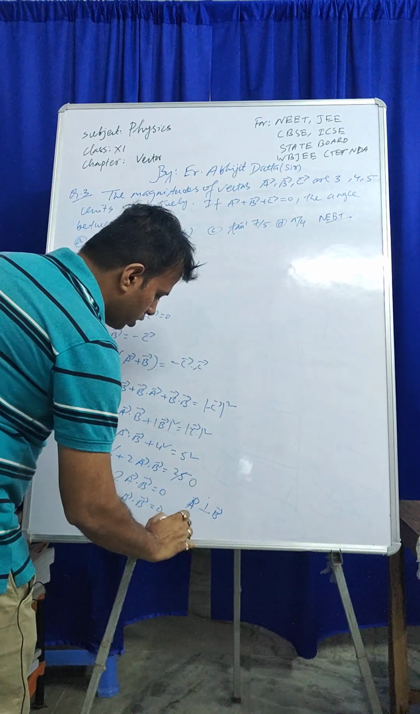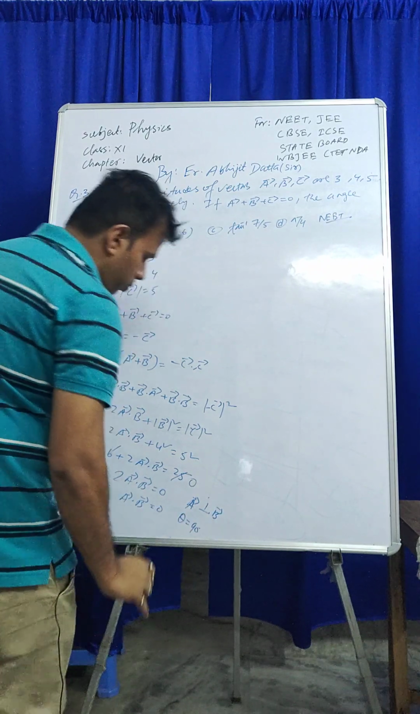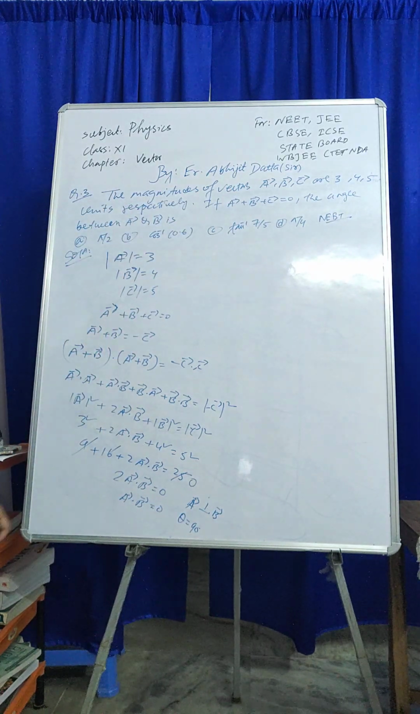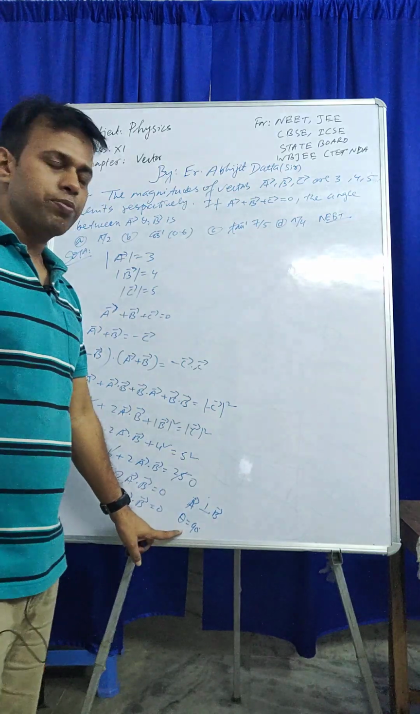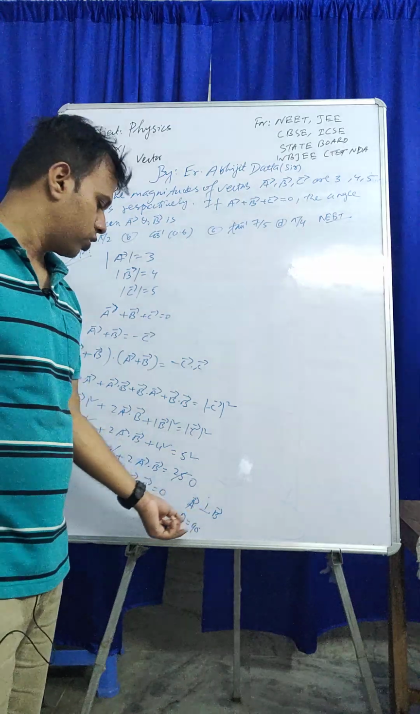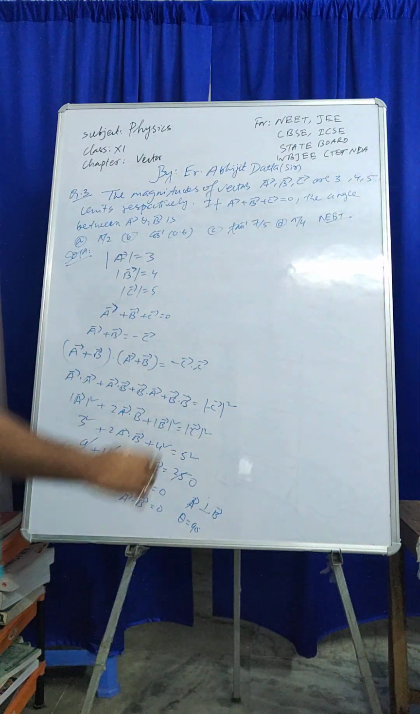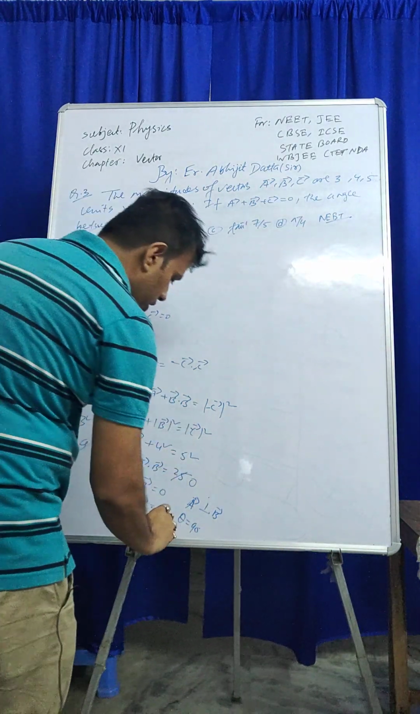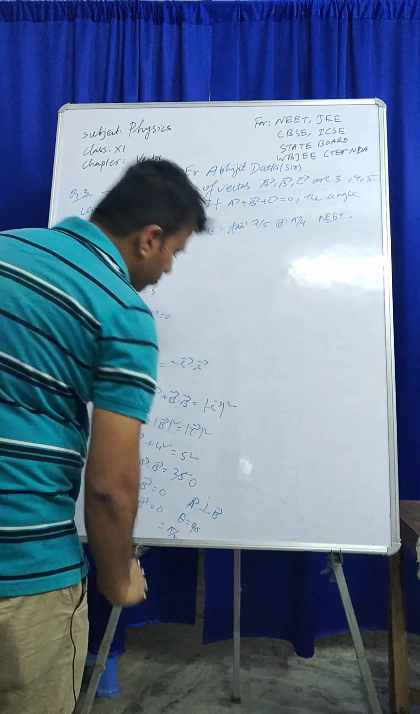If the dot product is 0, we know from the scalar product that A and B will be perpendicular. If the dot product of two vectors is 0, then A and B will be perpendicular. So theta will be 90 degrees. Which option is correct? Option A, that is theta is pi by 2.